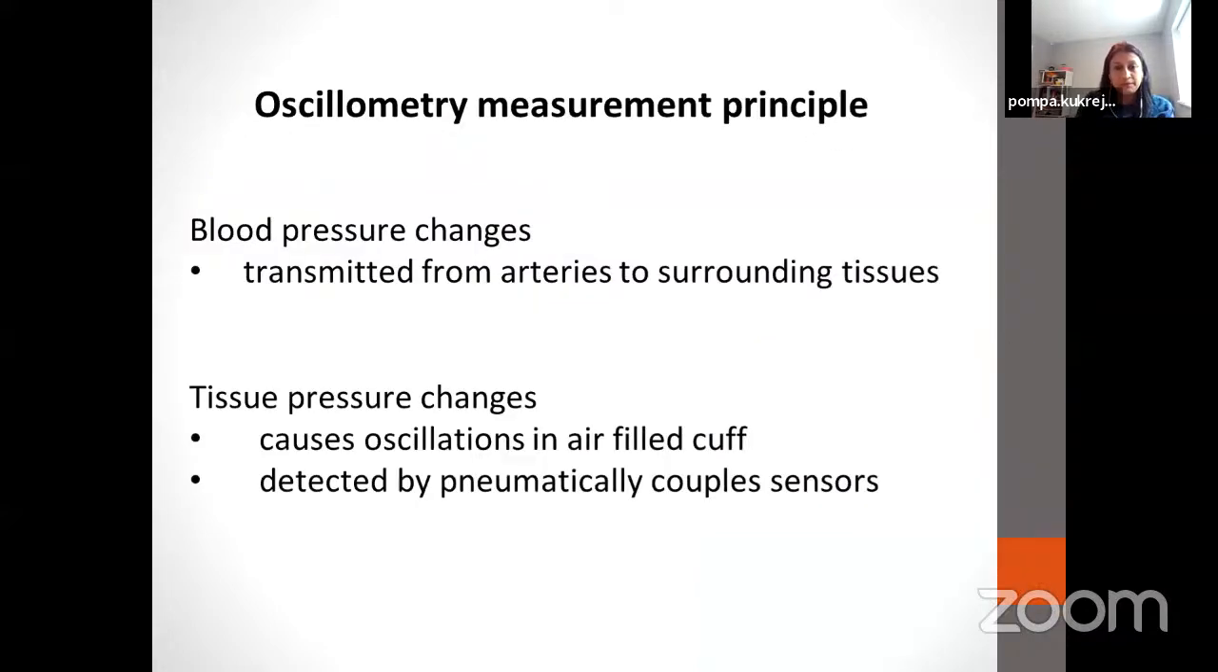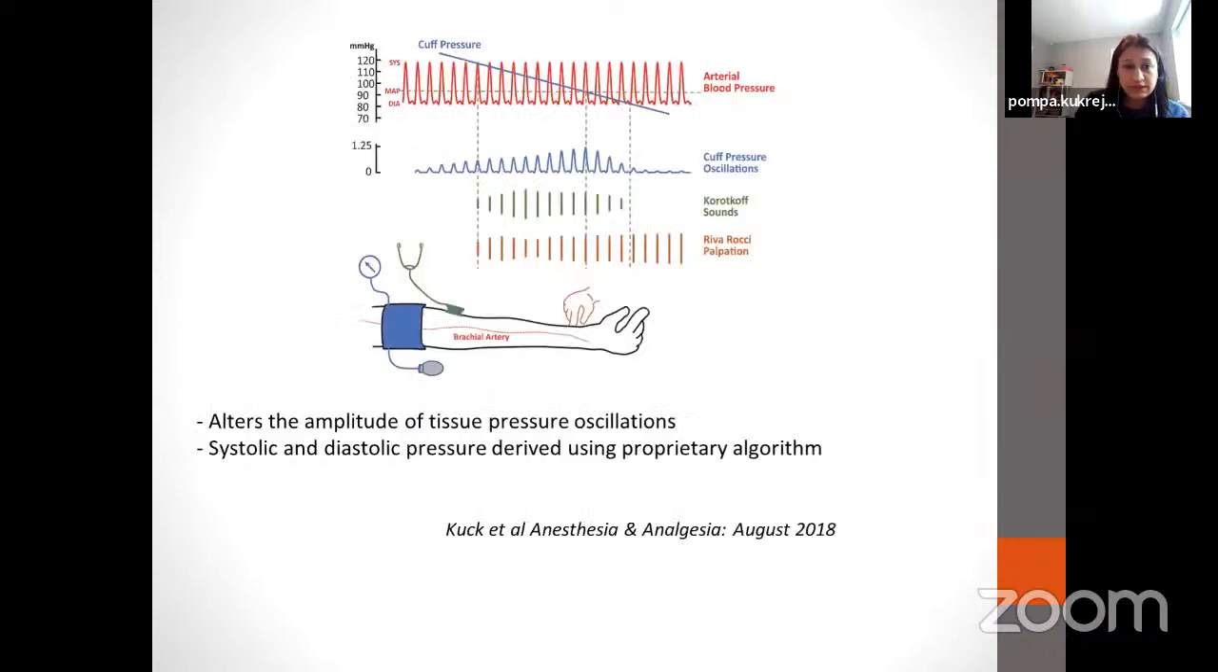Now, in terms of the principles of the oscillometric method, basically blood flow causes variation in the arterial wall, which can be detected, and it is then changed into electrical signals by the pressure transducers, which are in the cuff. And it is detected by pneumatically coupled sensors. And as you can see, as you deflate your cuff, you can see some oscillations, which are picked up by the pressure sensors in the cuff, and that determines your blood pressure. So the maximum oscillation determines your mean arterial blood pressure, and systolic and diastolic pressures are derived using proprietary algorithms.